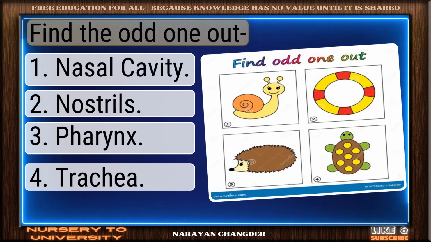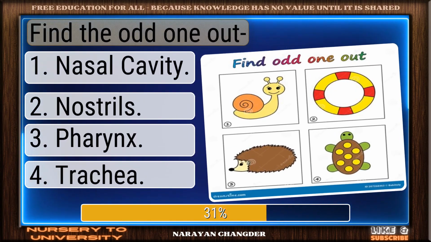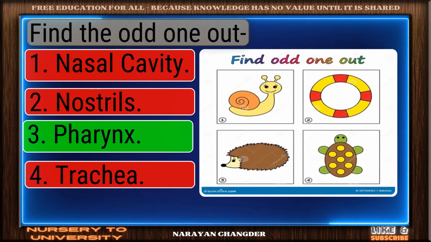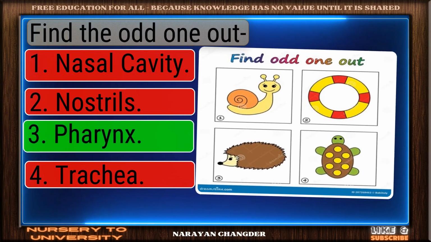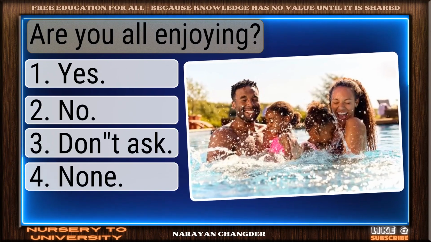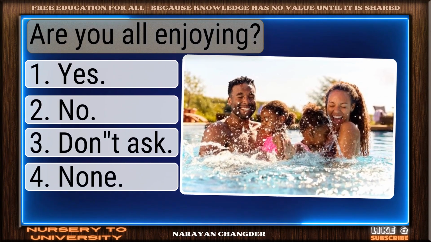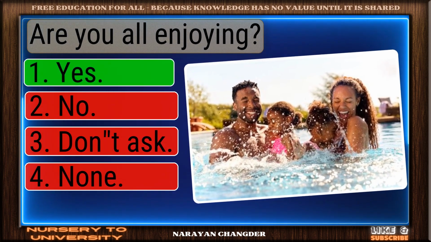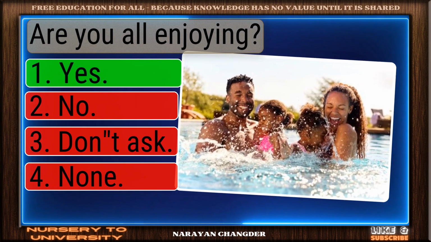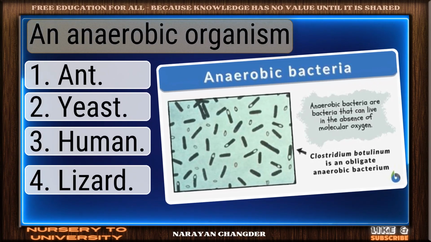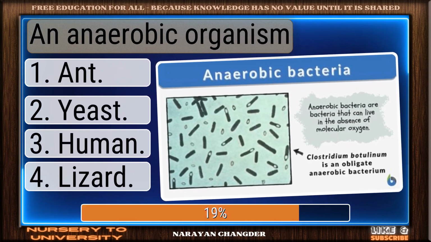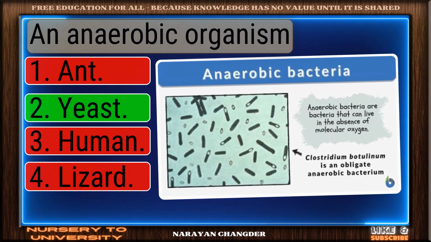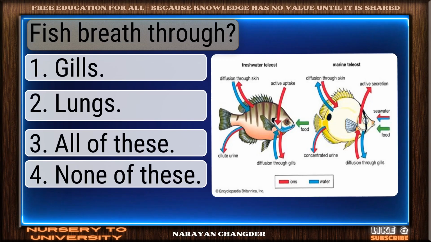Question number 277. Find the odd one out? Exactly. Pharynx makes sense and it is right choice. Question number 278. Are you all enjoying? Strong choice. Yes is the right answer. Question number 279. An anaerobic organism? Solid response. Yes is a valid choice.